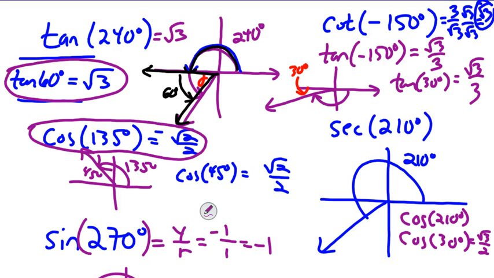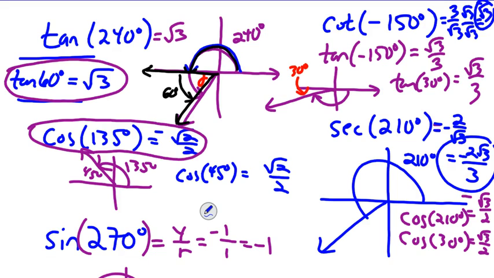So the cosine of 210 is also root 3 over 2, but I might have to make it negative. Is cosine negative in quadrant 3? Yes. So the cosine of 210 degrees is negative root 3 over 2. That means the secant of 210 degrees is negative 2 over root 3, the reciprocal of that. So that would be negative 2 root 3 over 3 if I multiply by root 3 over root 3.